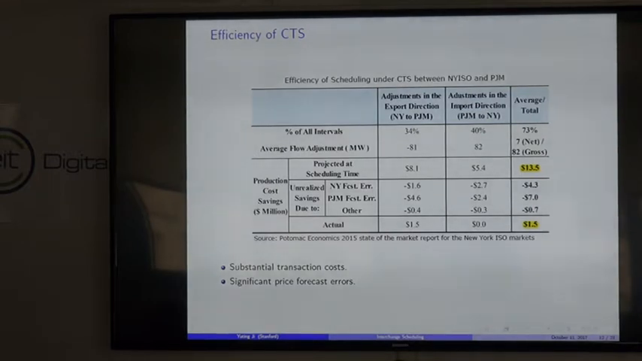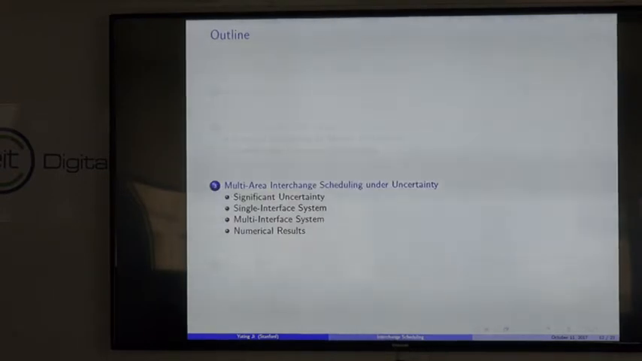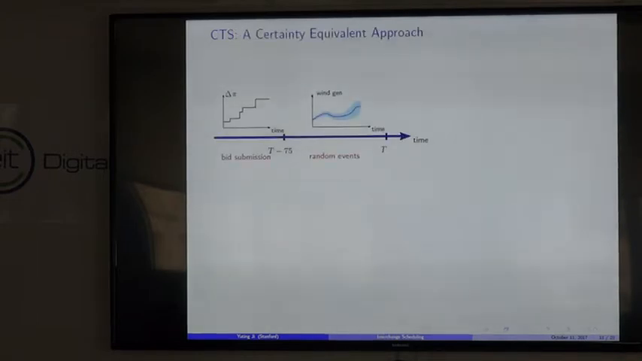This is essentially caused by the uncertainty in each area. You will have a lot of renewables, you have your active consumers, so if you just use a point prediction, how come it can be accurate? So that's the reason we want to incorporate uncertainty in the scheduling.